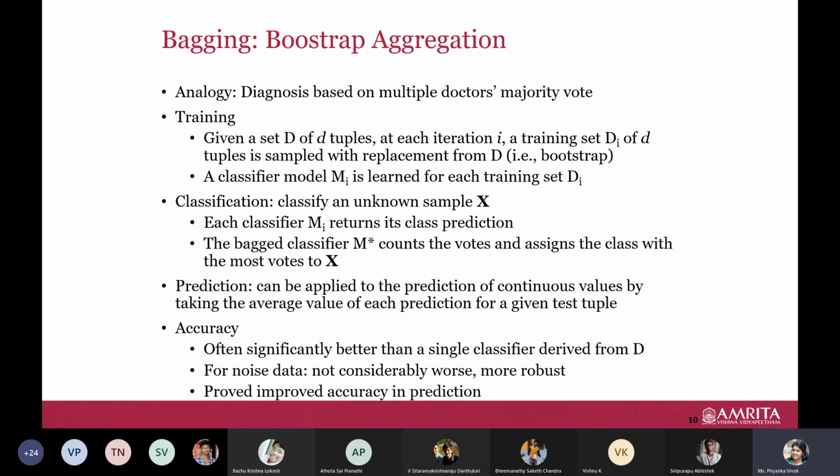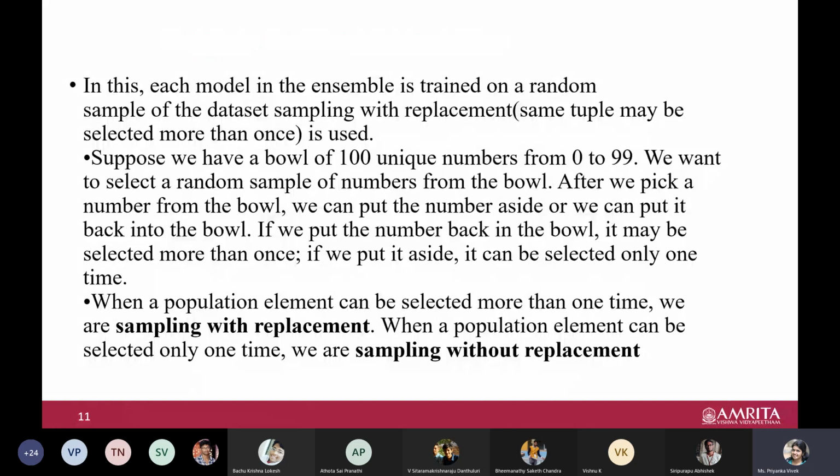Say we have a data set D. We are taking certain tuples or instances in each iteration, and it is sampling with replacement. Do you understand what sampling with replacement is? I know you are very much aware of what it is, but anyway, we'll just tell what it is. Say I have a bowl of unique numbers from 0 to 9, and we are picking a random sample of numbers from the bowl.